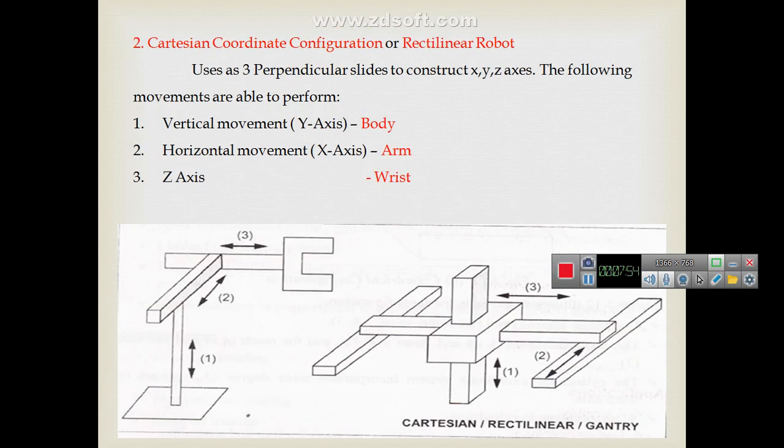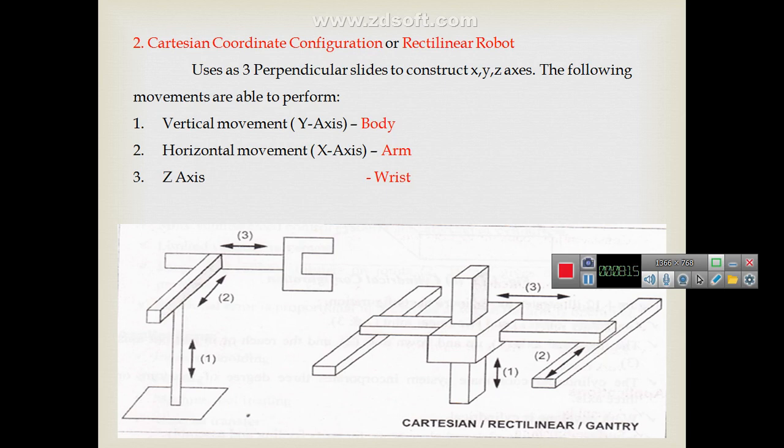Then the second one is the Cartesian coordinate configuration system. Three perpendicular slides construct the x, y, z axes. So the following movements are performed by the robot. The vertical and horizontal movements are carried by the body and arm, and the z axis is carried by the wrist.